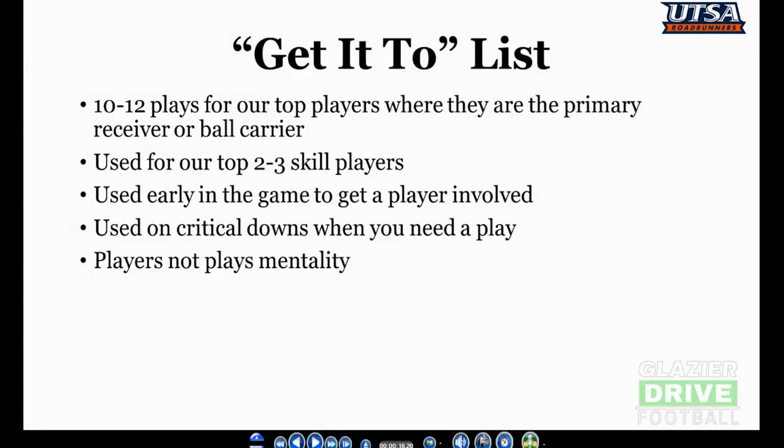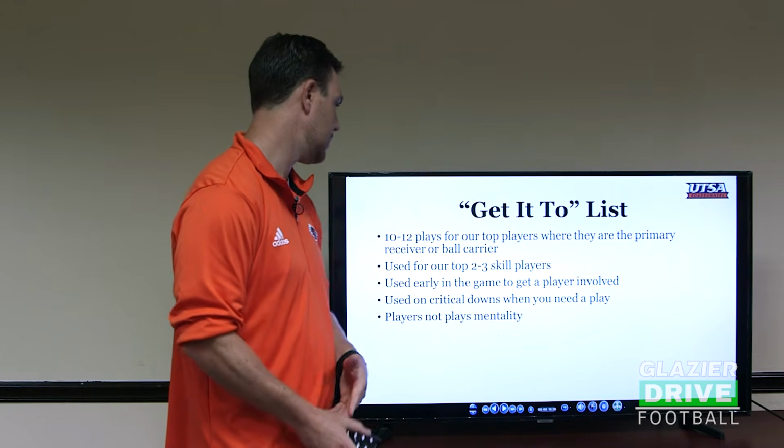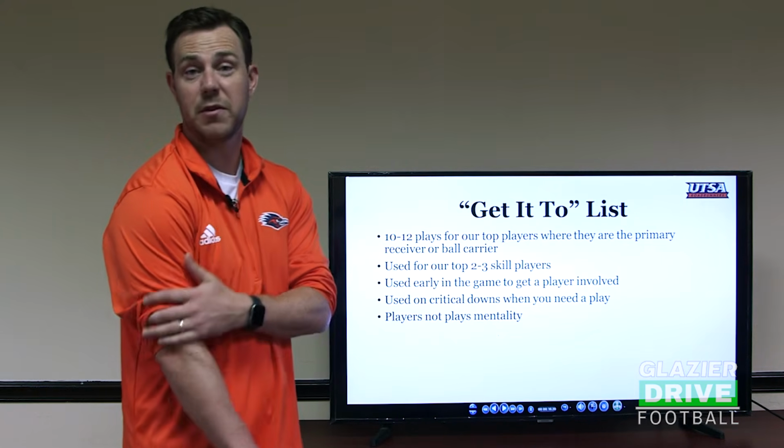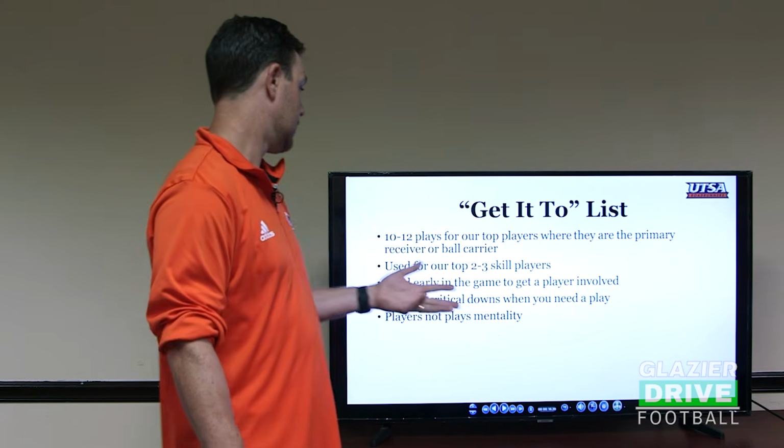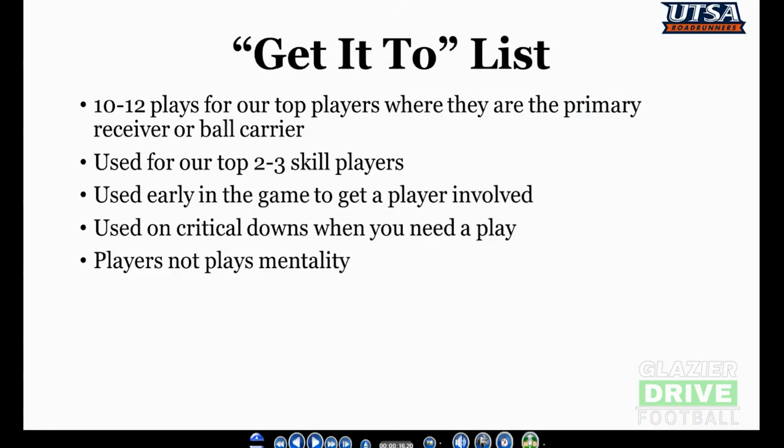And finally, we always have a get-it-to list on our call sheet. 10 to 12 plays maybe for your top 2 or 3 guys. This play is going to this player, right? We use it early in the game. Critical downs, you need a play. Again, think players not plays. Players not plays mentality. So we do have a get-it-to list that is scripted out.